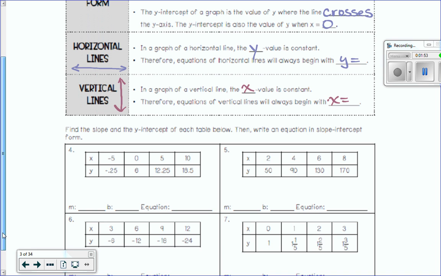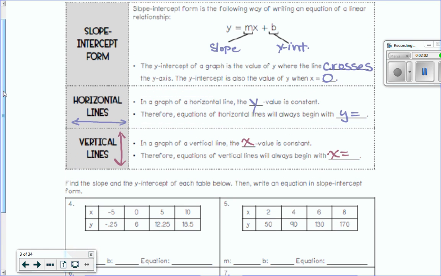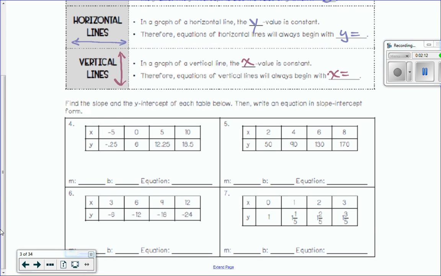Okay, we're going to find the slope and the y-intercept of each table below. Then we're going to write the equation in slope-intercept form. And slope-intercept form looks like this. Okay, so once we determine our slope and y-intercept, we're going to substitute them into slope-intercept form. Okay, number 4, the first thing we're going to determine is our y-intercept.